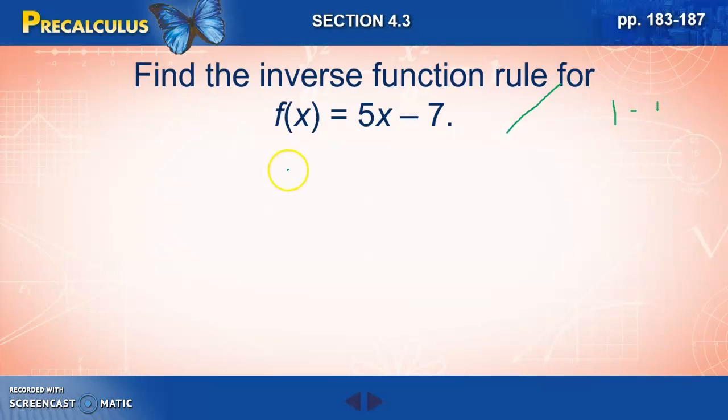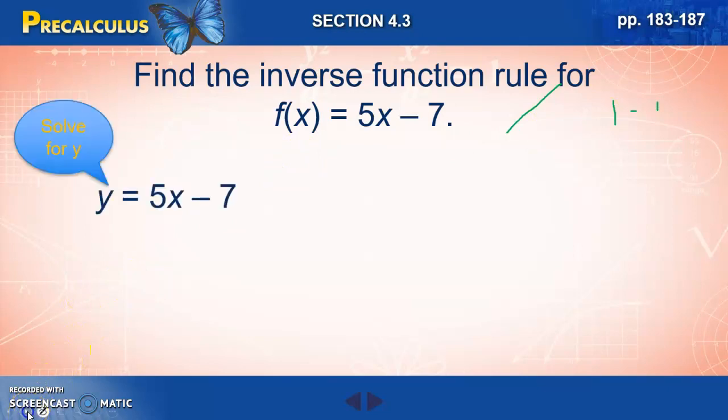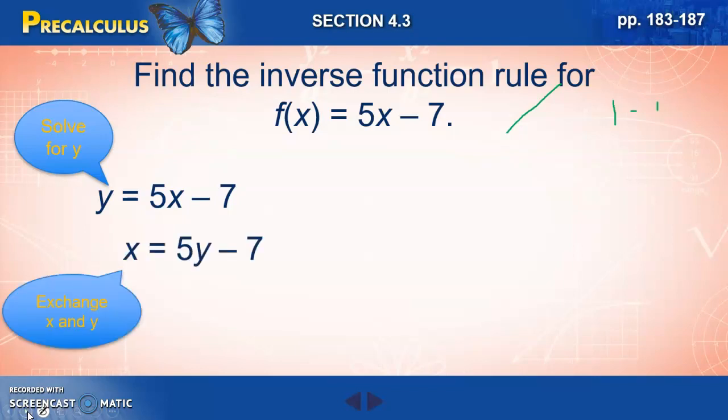The first thing that we want to do, though, is rewrite this using y in place of f of x. So let's go ahead and write y equals f of x. Then we're going to swap or interchange our variables. So I had y equals 5x minus 7, but now I have x equals 5y minus 7. Step 3 is solve for y.